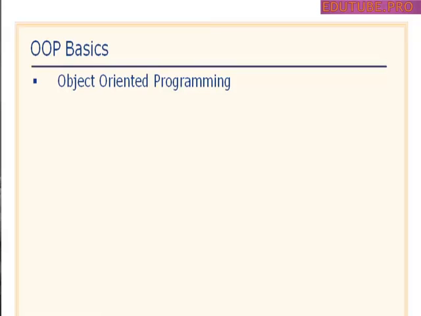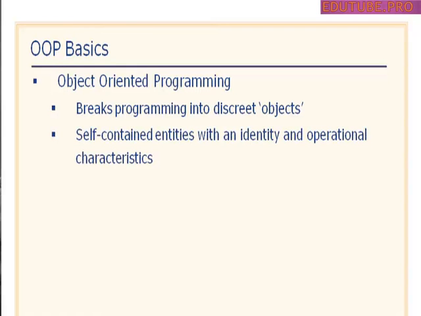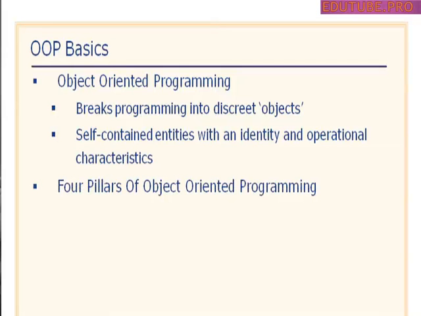But with object-oriented programming, we're referring to the structure of our program, how it's put together and how it runs. It breaks the whole programming task for our entire application into discrete objects or collections of code. Now, these are self-contained entities. They have an identity, they have a name, and they have certain operational characteristics. There are things they can do. There are certain states of data they can store, variables with values and that sort of thing.